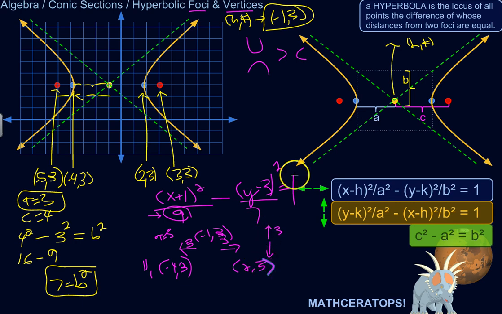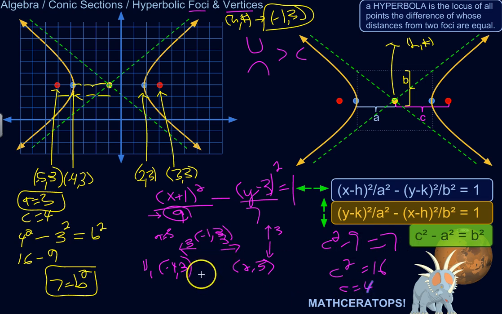Now we need to know what c is in order to figure out where the foci are, because if we know where the center is, we can figure out where the foci are based on what c is. So c squared minus a squared equals b squared. We know what a squared and b squared are. So c squared minus 9 equals b squared. So c squared equals 16, adding 9 to both sides, so c equals 4.